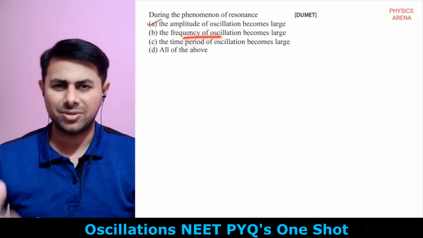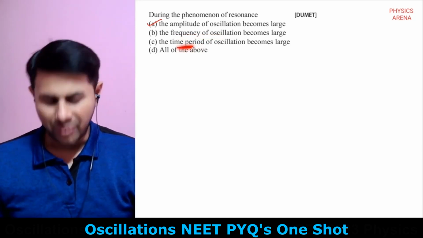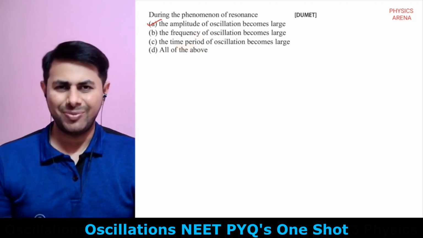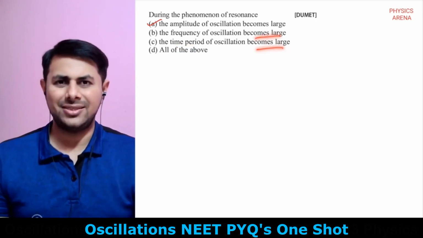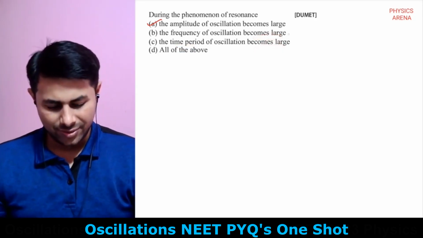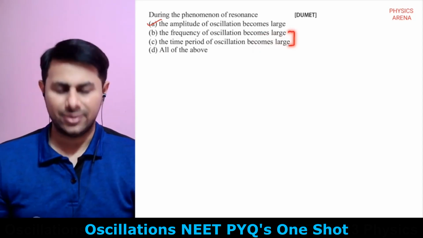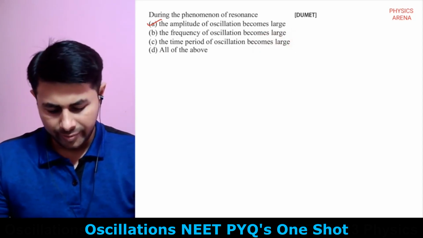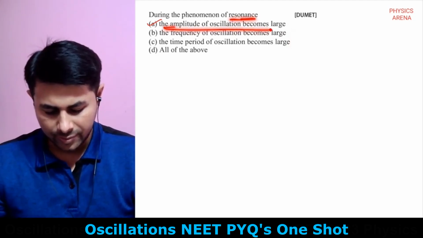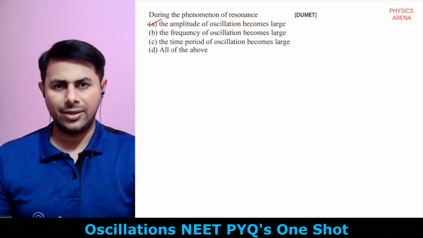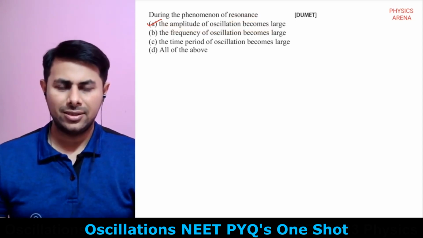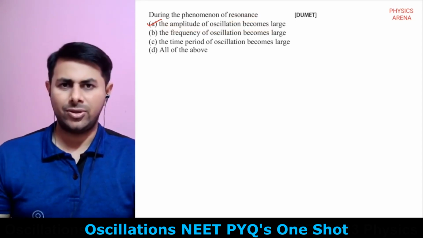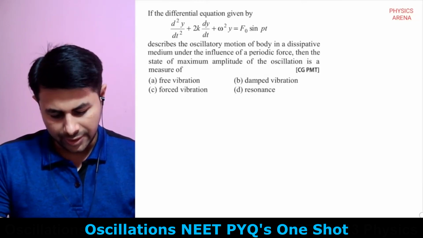if frequency becomes large, then what will happen to time period? It will become small, right? So both cannot be large at the same time. So, okay, this is contradictory, right? But in resonance, resonance is defined with respect to amplitude only. The amplitude becomes large, okay, that is the phenomenon of resonance. Let us see the next question.